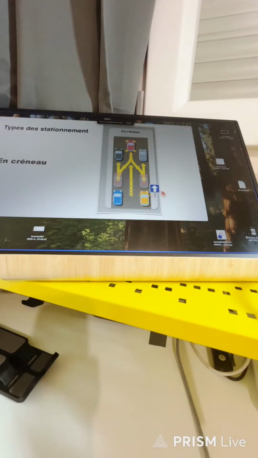Okay, remember when I was talking about one lane, sens unique. You see the way they park the car, they park like this because this road is sens unique. That's why I can park like this and I park like this also, because this is the direction of driving. Is it clear? En créneau.